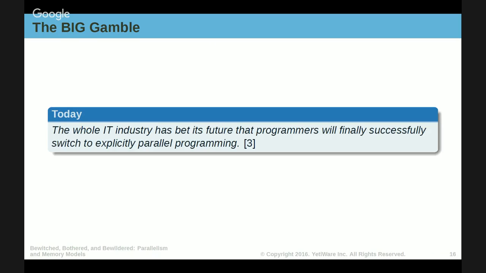I mean, it goes up and down, but it's bet its entire future that programmers will finally successfully switch to explicitly parallel programming. And we really don't know how to do it, right? So that's parallel programming, and you're going to see that in some ways it's a little bit easier than the memory model, in some ways it's a little bit harder. It's actually a foundational piece.